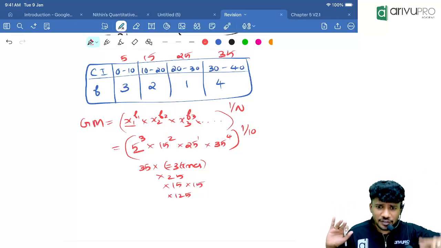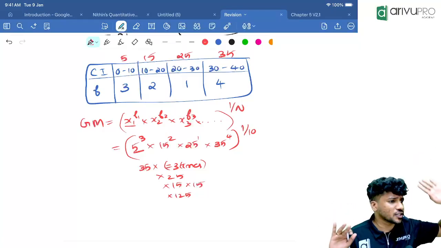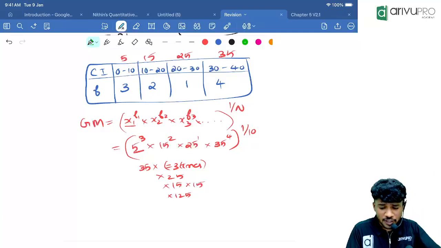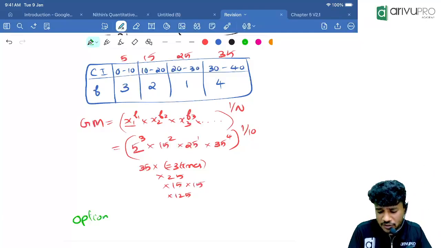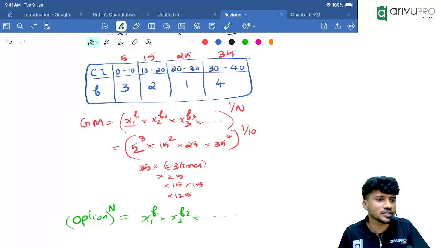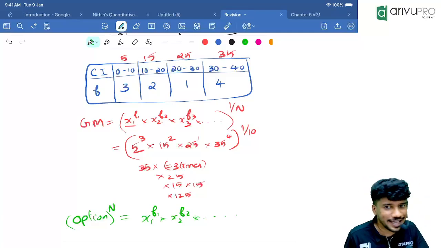x1 raised to f1 into x2 raised to f2, etc. What will be the method for finding in examination? We will take option raised to capital letter N, which is equal to x1 raised to f1 into x2 raised to f2 into etc. etc. We will use this inside the exam hall to get the answer.